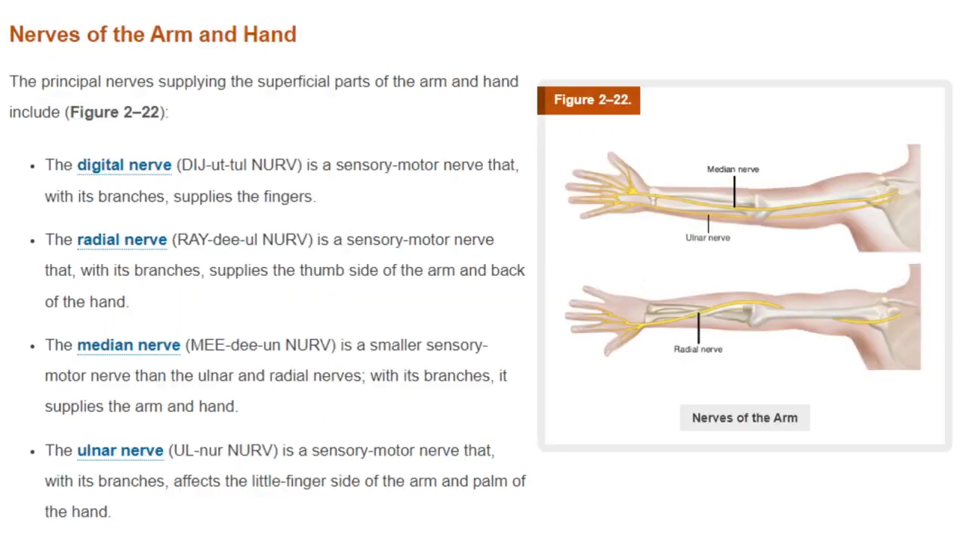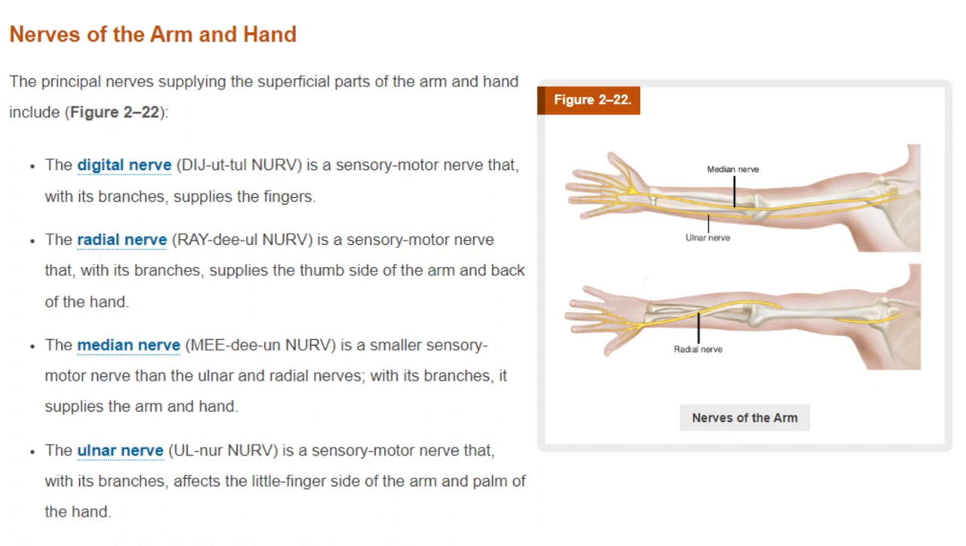Nerves of the arm and hand. The principal nerves supplying the superficial parts of the arm and hand include, Figure 2.22. The digital nerve is a sensory motor nerve that, with its branches, supplies the fingers. The radial nerve is a sensory motor nerve that, with its branches, supplies the thumb side of the arm and back of the hand. The median nerve is a smaller sensory motor nerve than the ulnar and radial nerves. With its branches, it supplies the arm and hand.